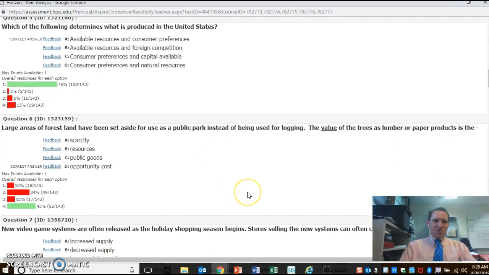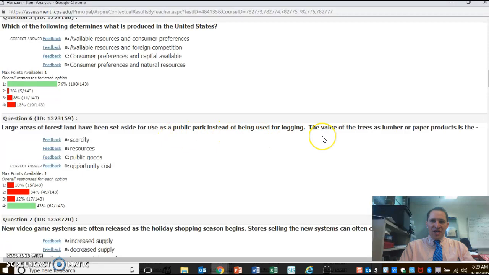Okay, number six it's always a tough one. I tried to underline the word value to help you, but think about it. It says large area of forest land has been set aside for public use instead of logging. So they're going to keep the trees. So what's the opportunity cost? It's the logging, using trees as lumber or paper products. So that's the opportunity cost. This "instead of" is kind of the academic language that gave that one away.